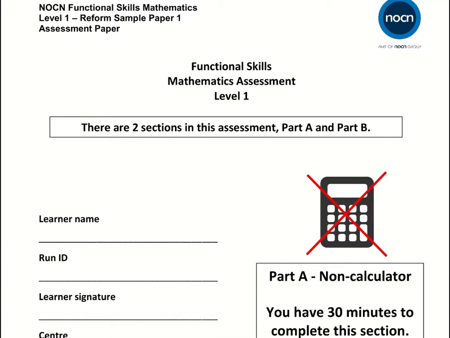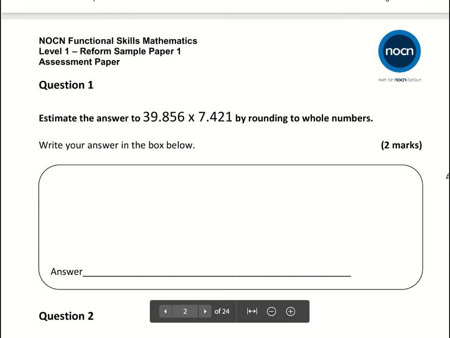Here are the video solutions for NOCN Functional Skills Maths Level 1. This is Part A, which is the non-calculator section, and this is from their sample paper. So let's take a look at the first question.